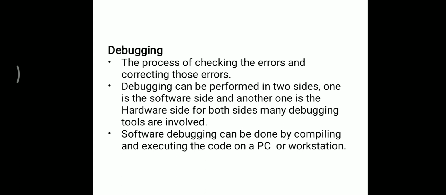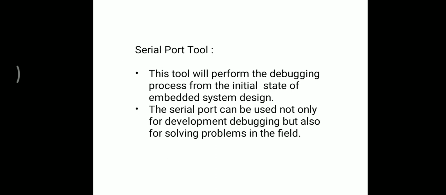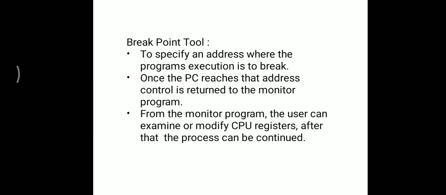Software debugging can be done by compiling and executing the code on a PC or workstation. These are the various available debugging tools. First one, serial port tools. This tool will perform the debugging process from the initial state of embedded system design. Serial port can be used not only for development debugging but also for solving problems in the field.